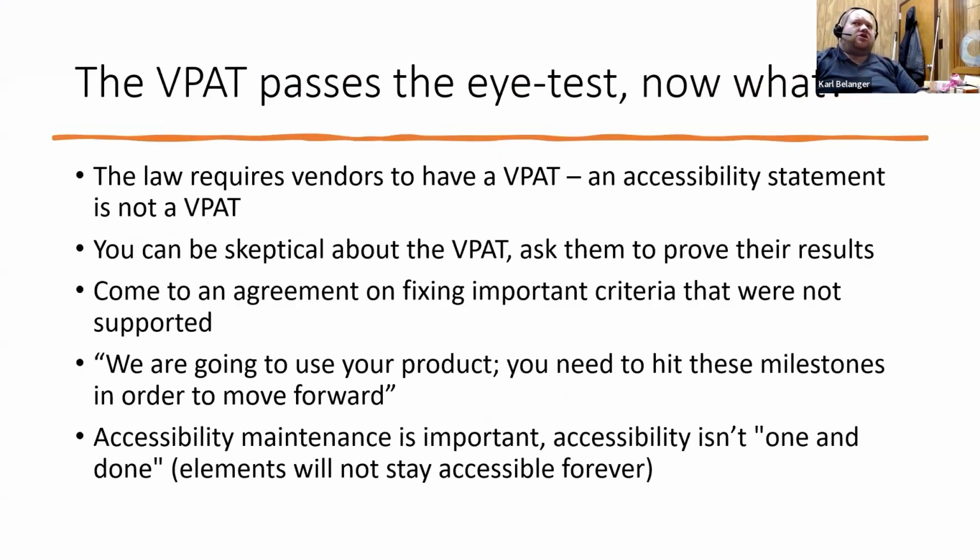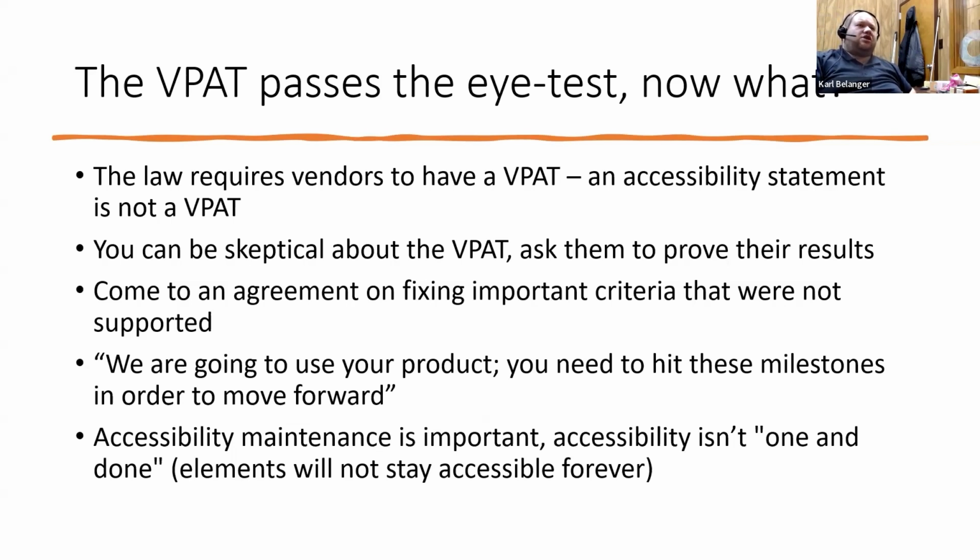All right, so if the VPAT looks good, now what? The law does require vendors to have a VPAT, and an accessibility statement is not one. You can be skeptical about a VPAT, and should be, and ask them to prove it and demonstrate things. If there's criteria that are important that aren't supported, come to agreement on when that will be fixed.